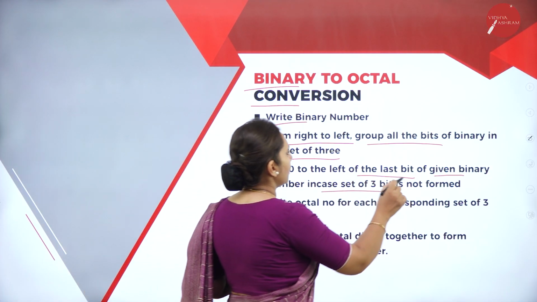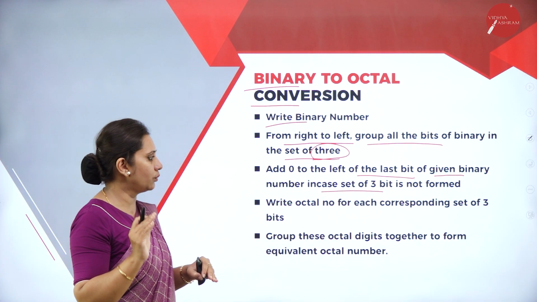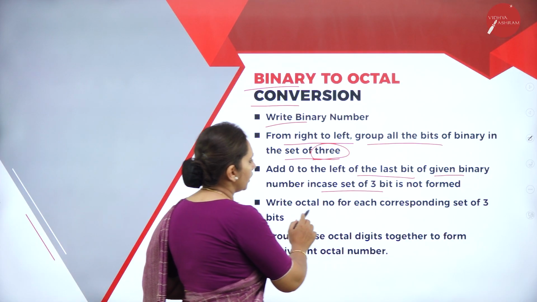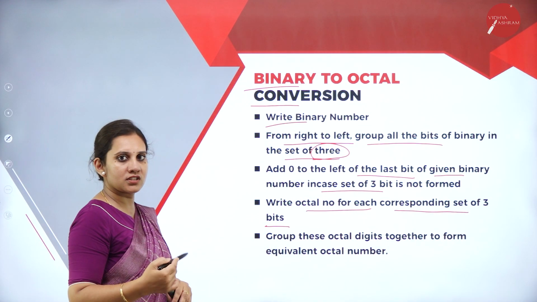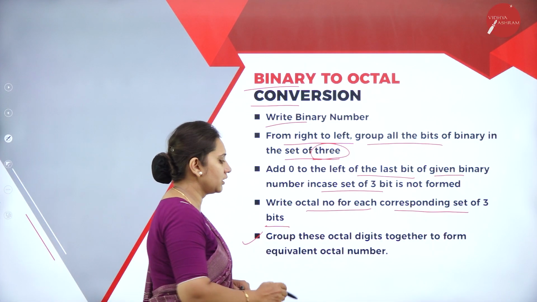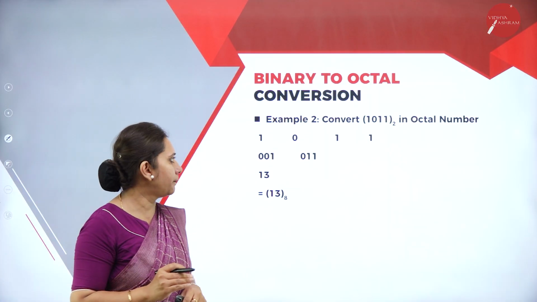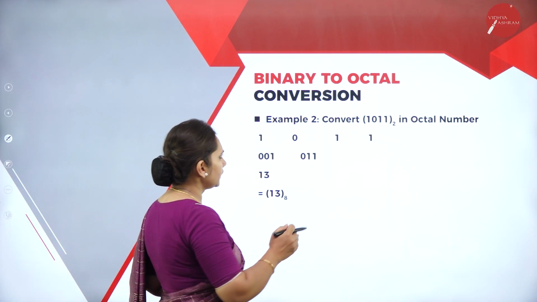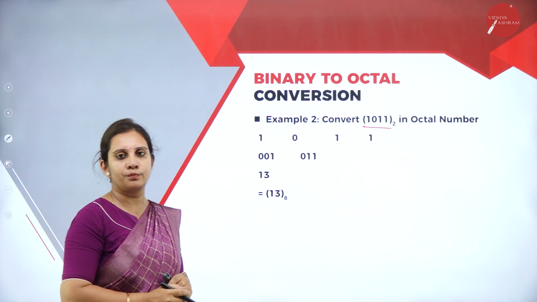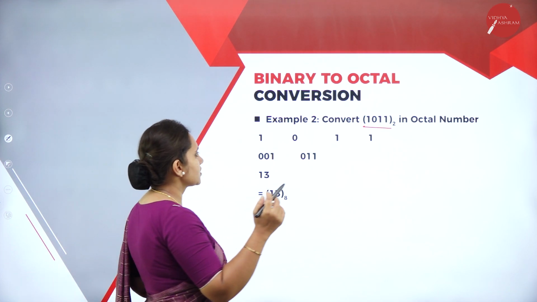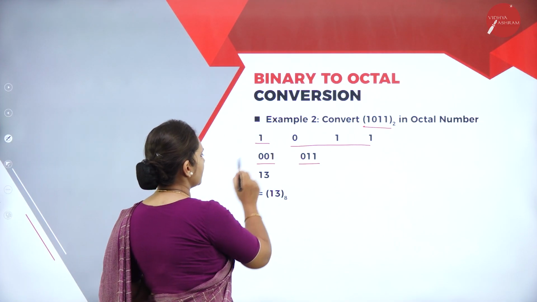How many bits? 3 bits we need to form. That is what the procedure will tell us. Write the octal number for each corresponding set of bits. Group all these digits together to form the equivalent octal number. With one example, let us understand. Here the number they have given is 1011. I need to group it with 3. 1011. 011 I got. Only 1 is remaining.